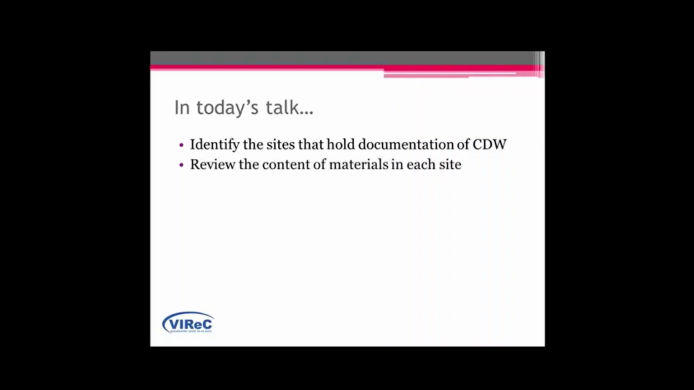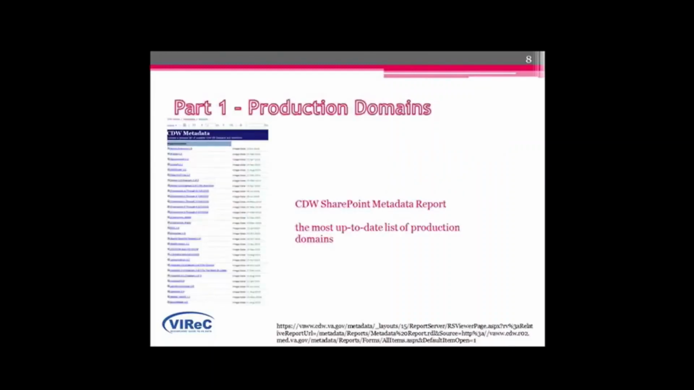And second, I'd like to review the content of the materials found on each of these sites, and then sort of show the basics of how you might go about using the information that you are finding in these sites. So for the first and largest part of this talk, we'll review potential sites and sets of documentation as they exist for the production domains, which are more numerous than the options for the raw domains. So that's why the bulk of the talk tends to be around this part of the CDW.